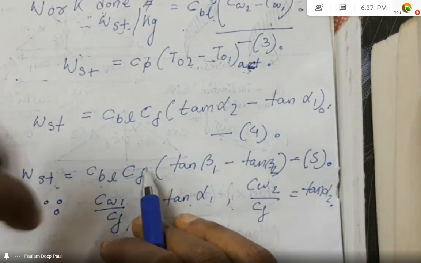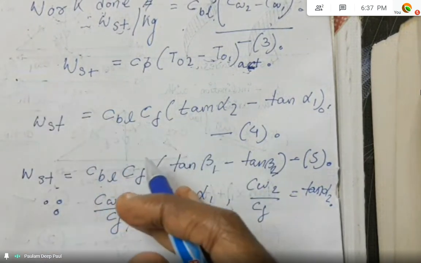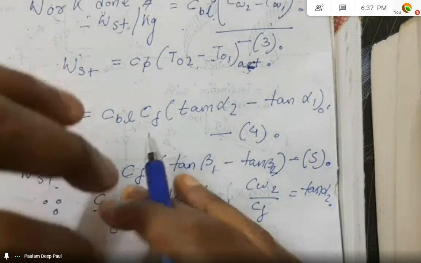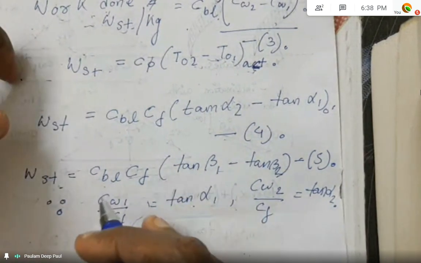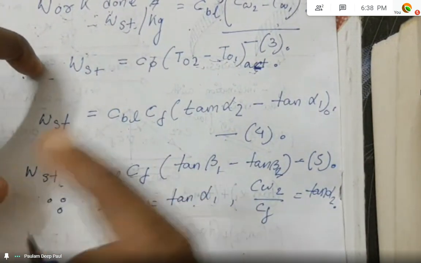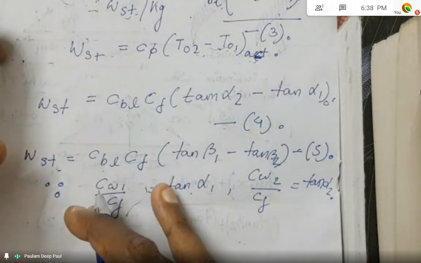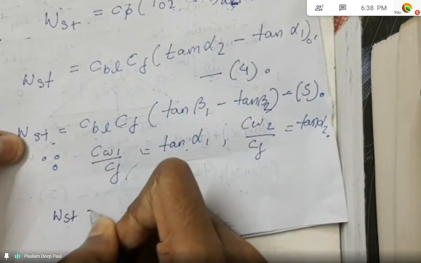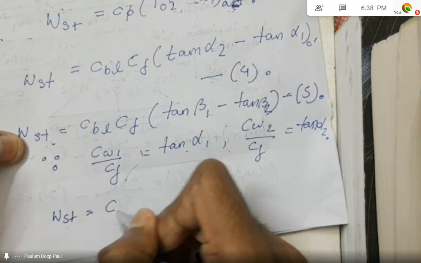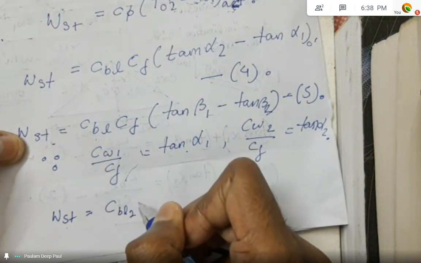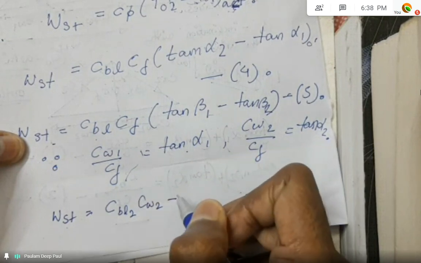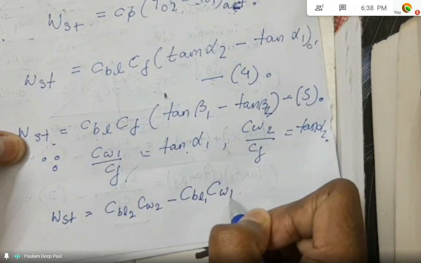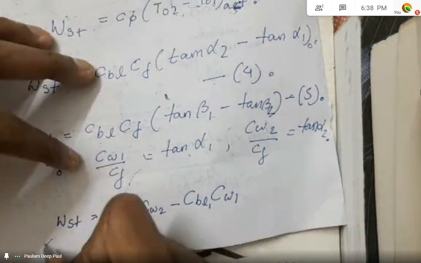Once we get this, we are actually in a place where we can move forward with further formulas that we'll be establishing with Euler's equation for 1 kg of air being delivered. That is, the work done per stage now will be written as CBL2 CW2 minus CBL1 CW1.